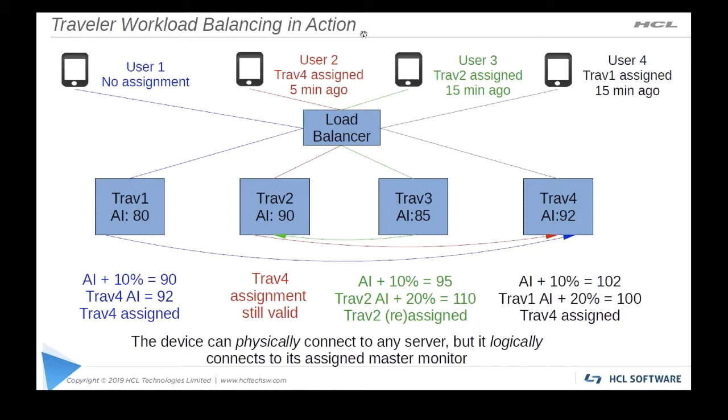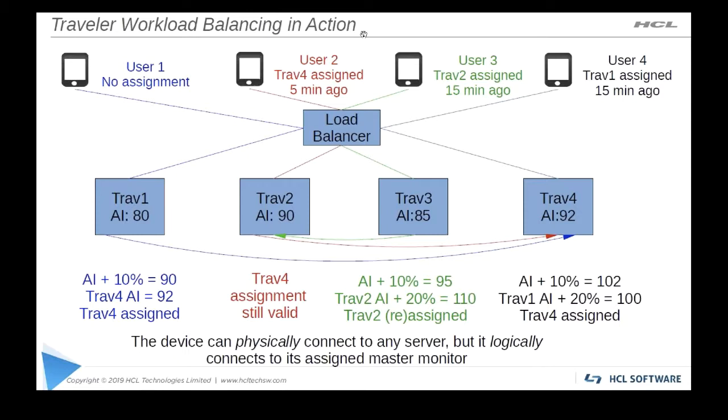They do still have an assignment for Traveler 2, so I'm going to boost Traveler 2's availability index by 20%, take that up to 110. Now who has the highest? Oh, well, it's still Traveler 2. So I'm going to reassign Traveler 2 as their master monitor and send the workload over there.